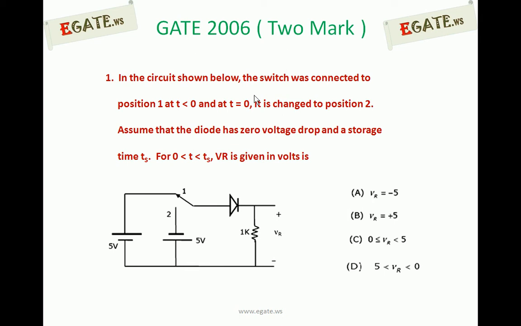Look at the circuit. In the circuit shown below, the switch was connected to position 1 at t less than 0, and at t equal to 0, the switch position changed to position 2. Assume that the diode has zero voltage drop and a storage time Ts. For 0 to Ts, the voltage across the resistor is given in volts: A, minus 5 volts; B, plus 5 volts; C, 0 to 5 volts; D, 5 to 0 volts.